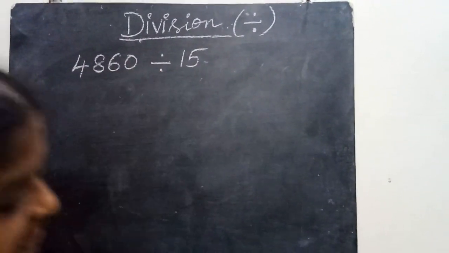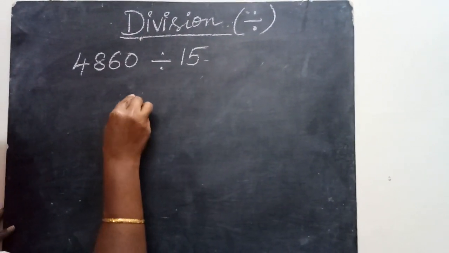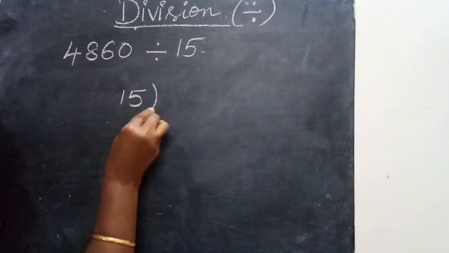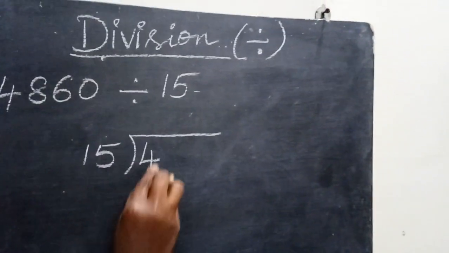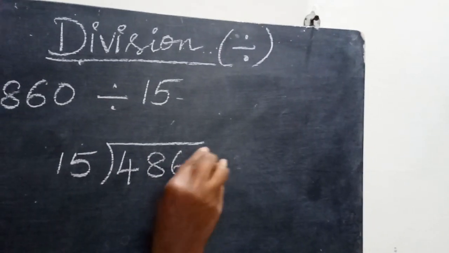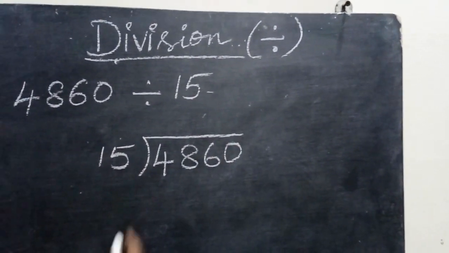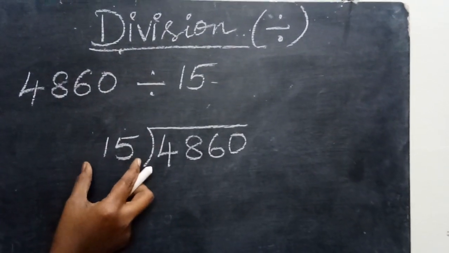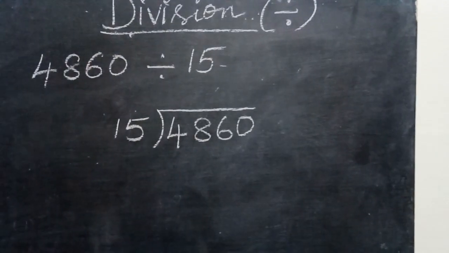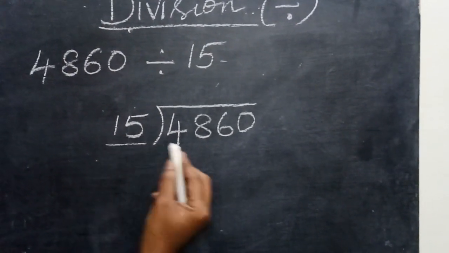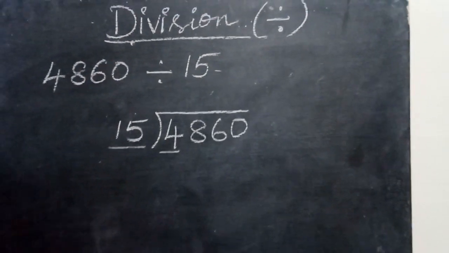Okay, I am going to write this number like this. The divisor should be outside of the bracket and the dividend should be inside of the bracket. Clear? Now see, you should know the 15th table, and in the 15th table where you will get 4. First you compare this number with the first number here, and here you should observe one thing.